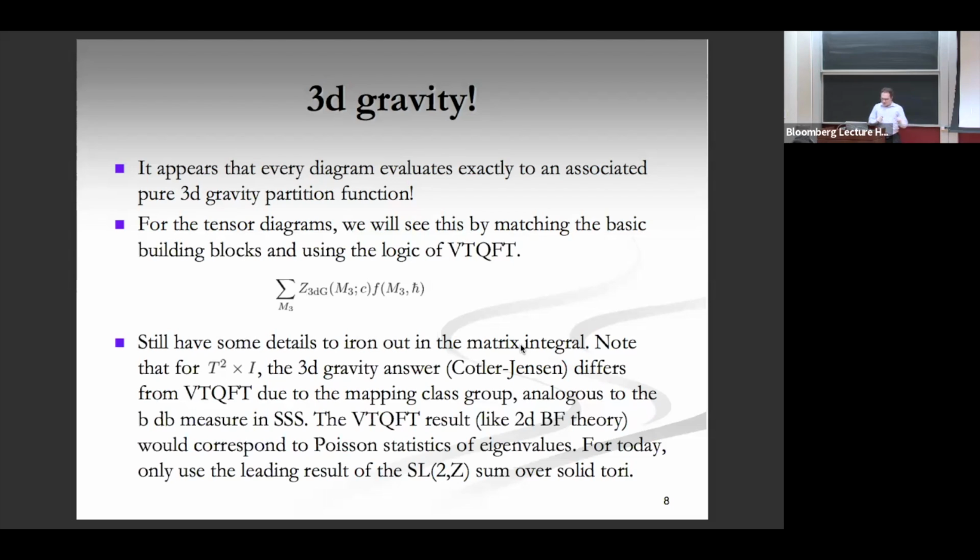Okay, so that's sort of the general structure. Now, there is, as I said, of course, also the integral over the weights. That's like the matrix integral. There's still some details there that we have yet to iron out. And so what is the Z of 3D gravity?